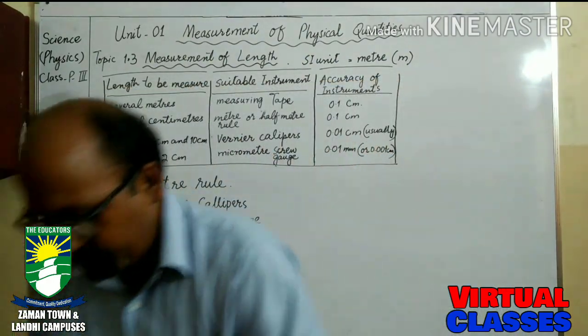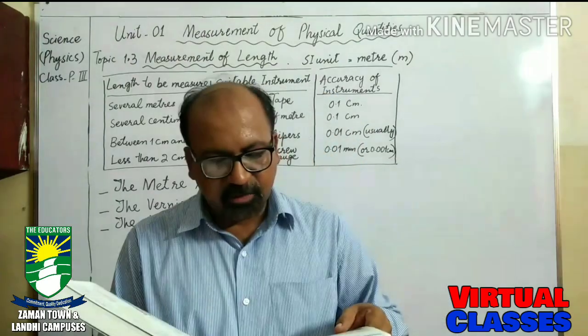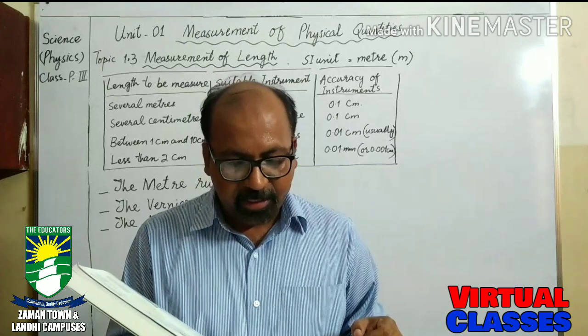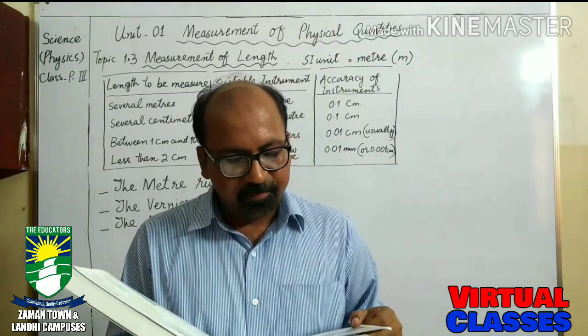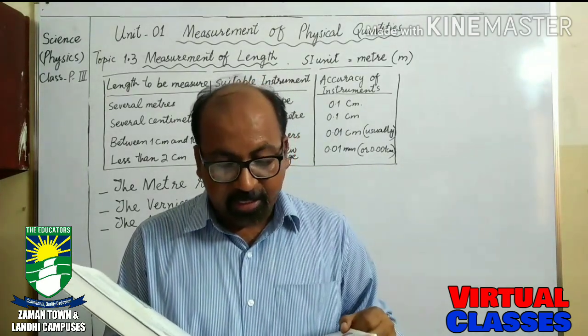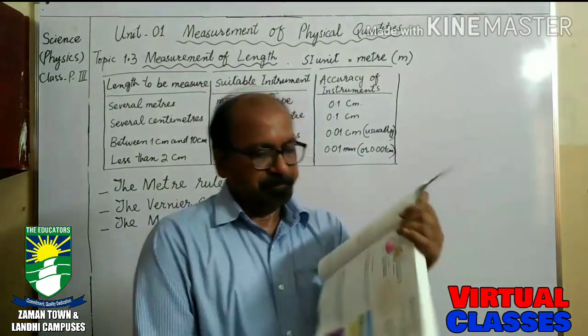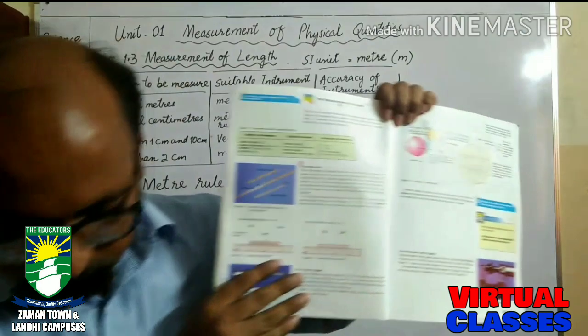So for accurate measurement, the eye must always be placed vertically above the mark being read. This is to avoid parallax error, which will give rise to inaccurate measurement. For example, see the book.